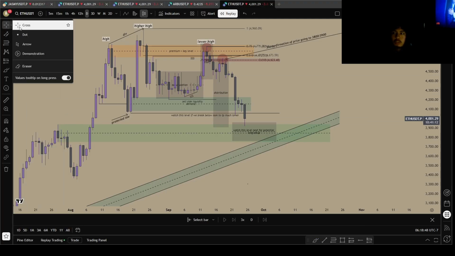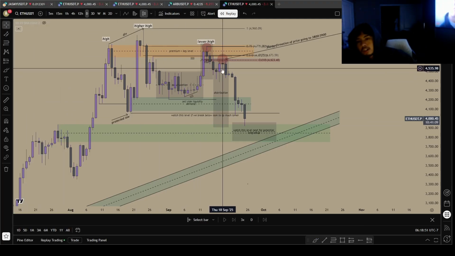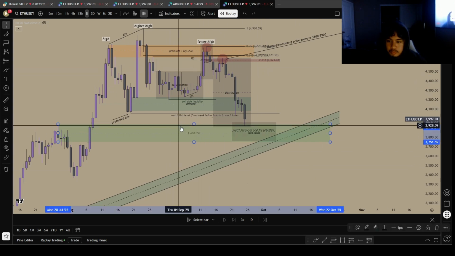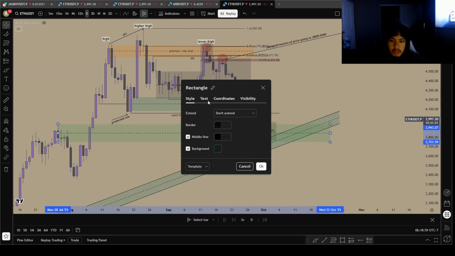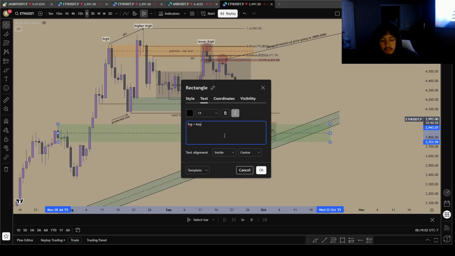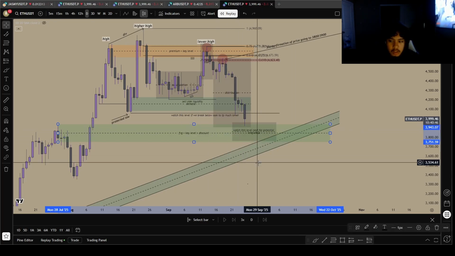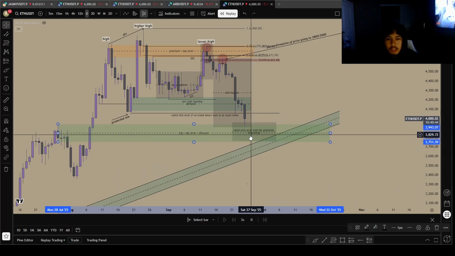I'm not going to have too many boxes because I think the boxes can get quite confusing, right? Obviously, this is the first box we're focusing on. This is a FVG plus key level plus discount. Now, you're probably wondering, if this is a fair value gap, key level, and discount, why are we not entering? It's not about entering as soon as price touches this level.